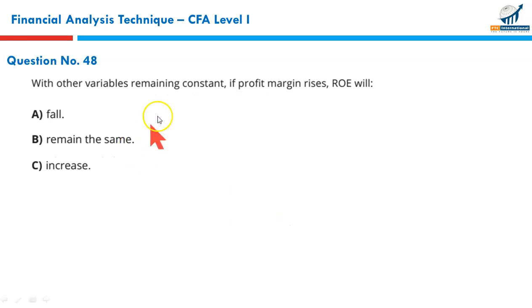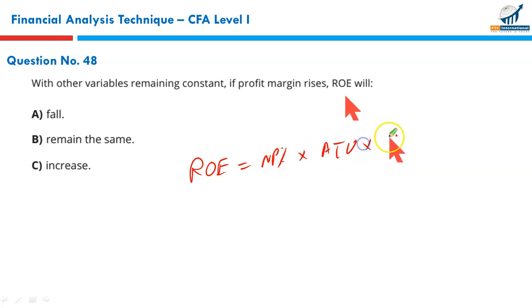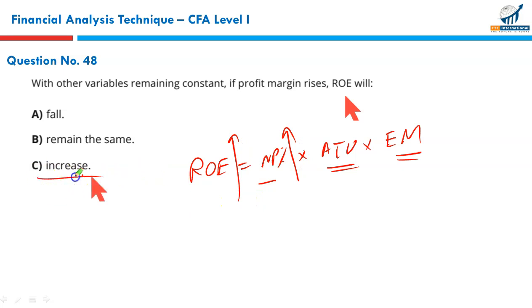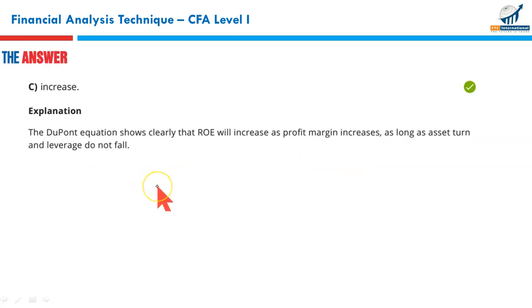With other variables remaining constant, if the profit margin rises, how would it affect return on equity? We know ROE is the net profit percentage times the asset turnover times the leverage ratio, also called the equity multiplier. Keeping other factors constant, if your net profit goes up, your ROE will increase. So that makes C the correct option.